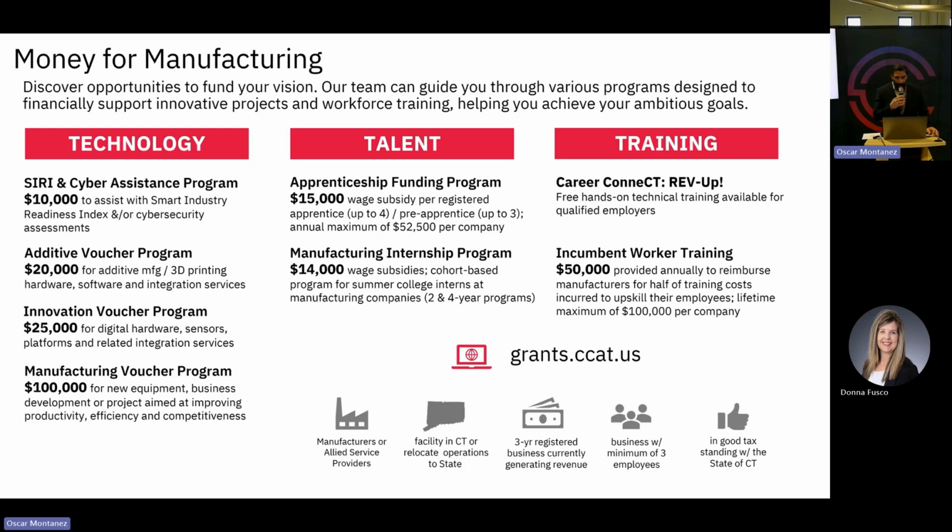And then incumbent worker training, you get $50,000 provided annually to reimburse manufacturers for half of the training costs incurred to upskill their employees. Lifetime, you have up to $100,000 per company.